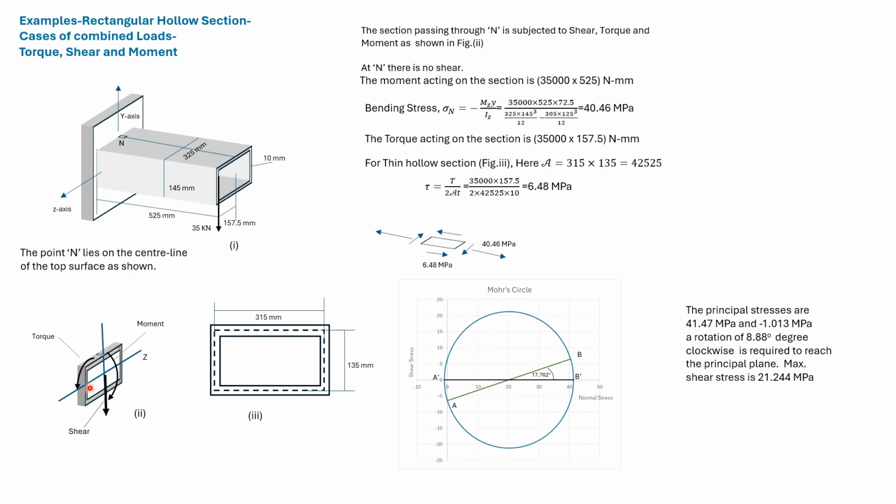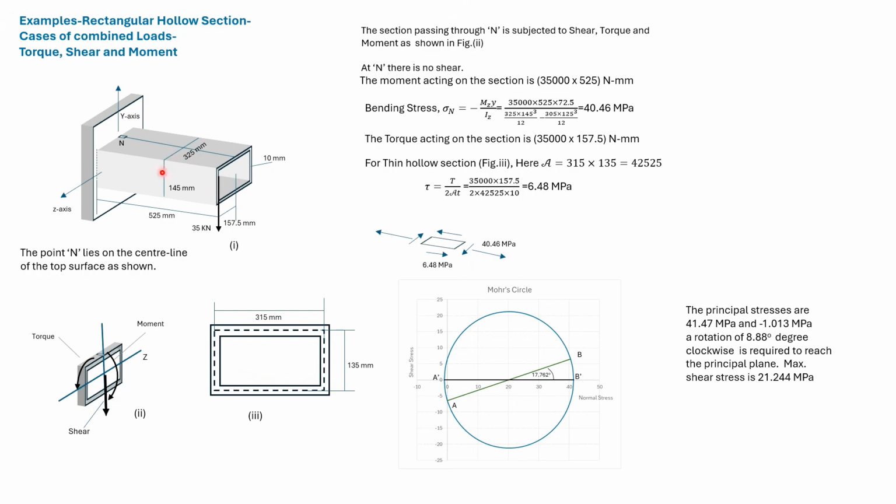Here we have considered a section at the base. The moment acting at the base is 35 kilonewton into this distance. So this is the moment. The point N will be subjected to tensile stress, and we find out the stress that will act at N. The torque acting on the section is this force into this distance.